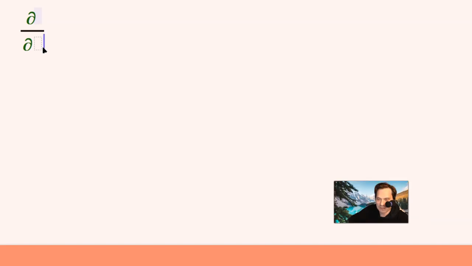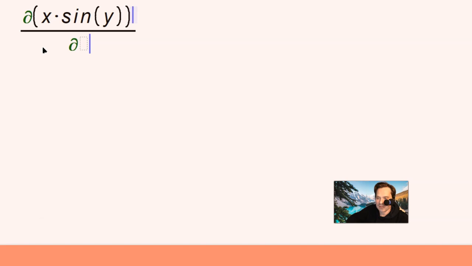Welcome. In this one, let's take a look at some derivatives or partial derivatives of products. So I'm going to say the partial with respect to x of x times sine of y. So like a level 1 example relative to the things it could be. Okay, so this is red, and now also we'll make this red.